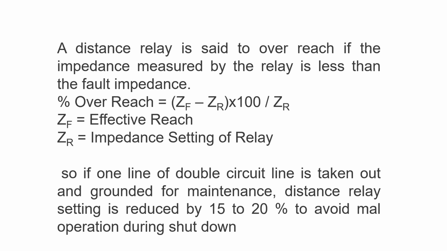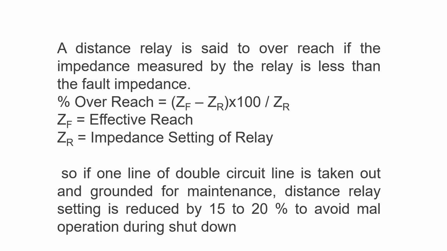Now this is a small formula for the percentage reach of the relay. ZF is the effective reach and ZR is the impedance setting. Effective reach means the impedance measured, the impedance of the first line plus the impedance of the second line up to the fault. So that is the effective impedance, and this is the impedance setting of the relay. So when I say ZF reach, it means the effective impedance.